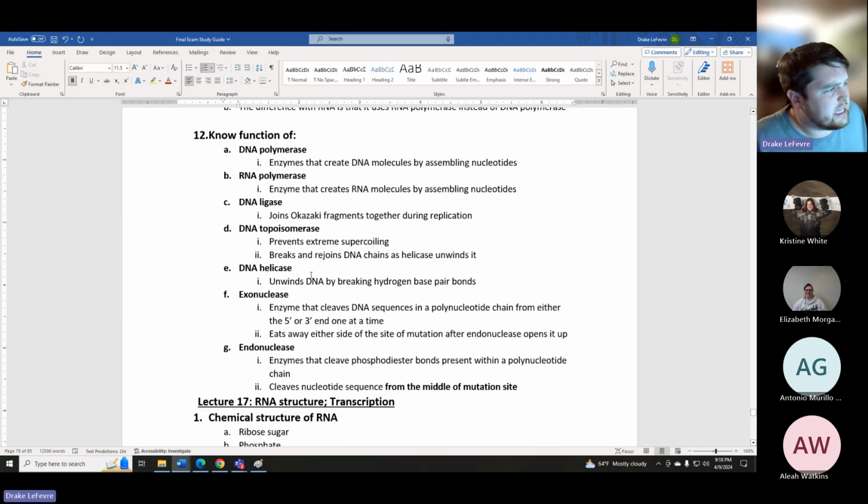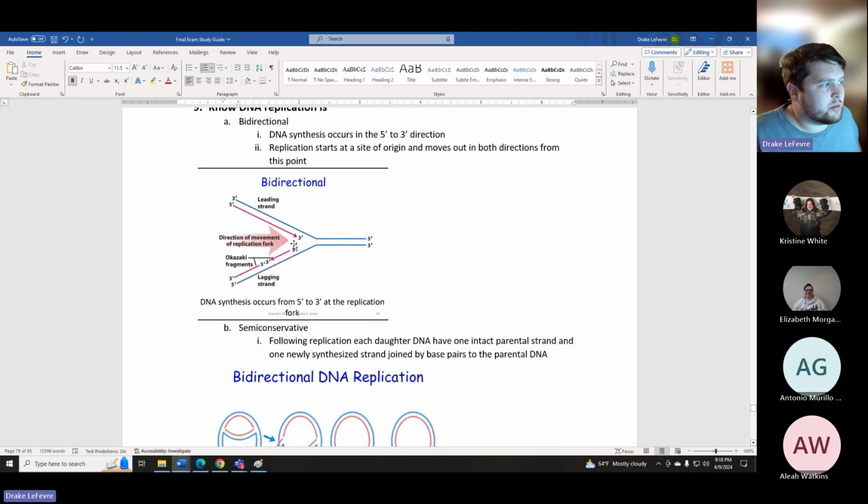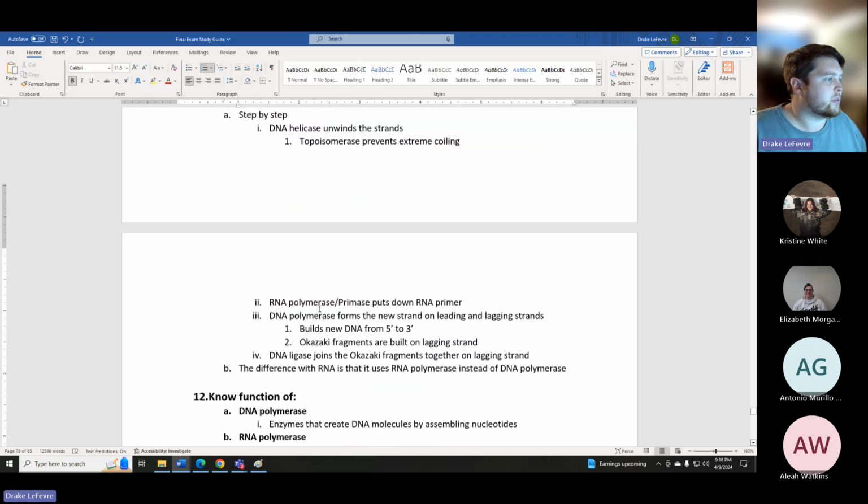I'll start with helicase. Helicase is what unwinds the DNA, breaking it apart here and starting to uncurl it, so that it can continue to open as we produce the two new strands.